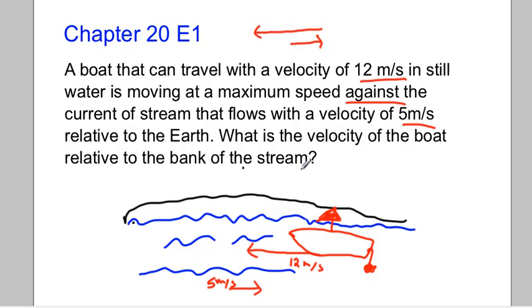So really what we observe from the stream is the difference here. This is what we would see from the stream. We'd see this 12 minus the 5 meters per second. We'd see the boat going at 12 minus 5. That's meters per second. And that's what we would see from the bank. So that's one way to set up one of these problems.